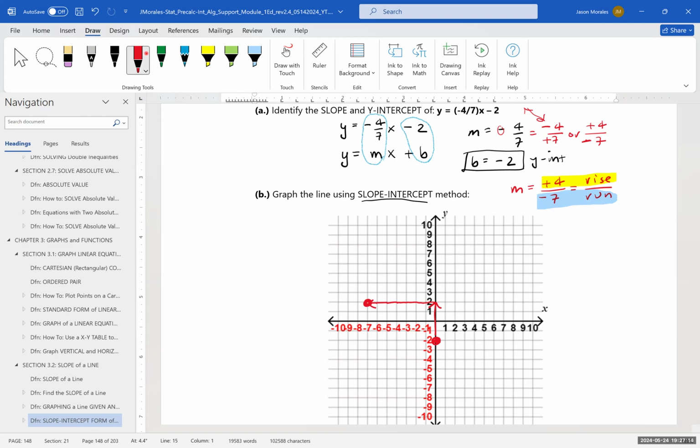All right, now we could do another rise of 4 and then another run of 7. That's going to take us off the graph. Okay, we don't want to plot something that we're going to be uncertain about. So let's write this the other way: -4 over +7.